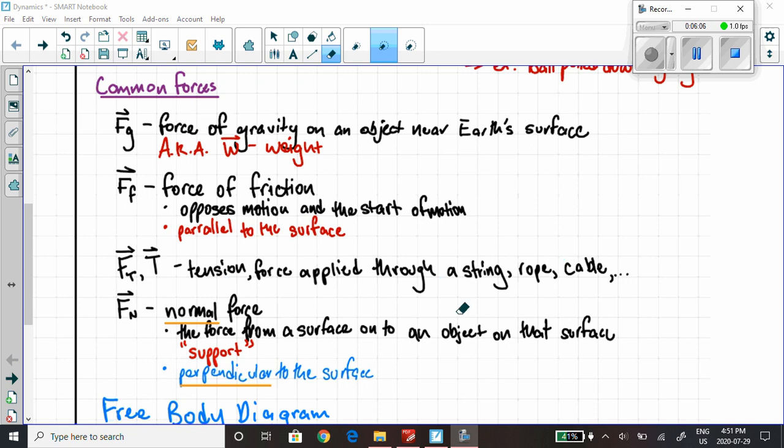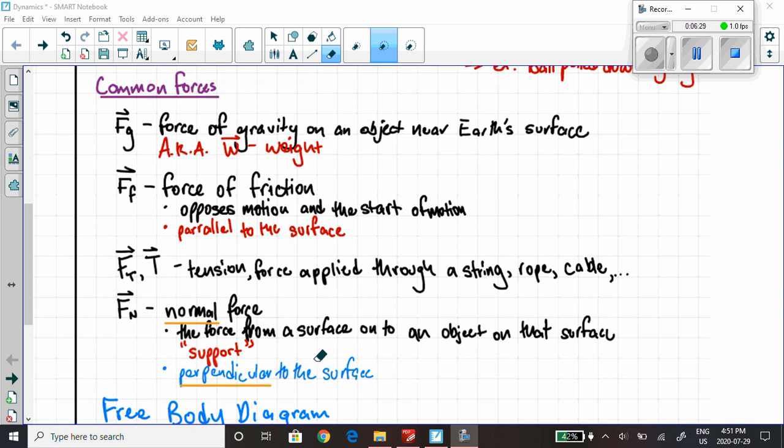Next, normal force. You might not have heard of this one before. Normal force is the force from a surface onto an object on that surface, and it supports it. It keeps it from falling through. So if you're sitting on a chair right now, the chair is providing you a normal force. It's pushing upward on you so you don't fall down.